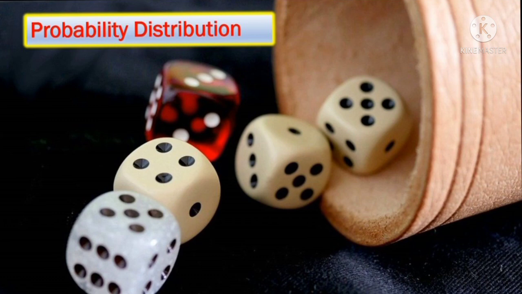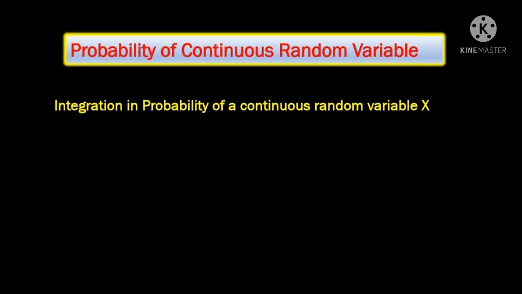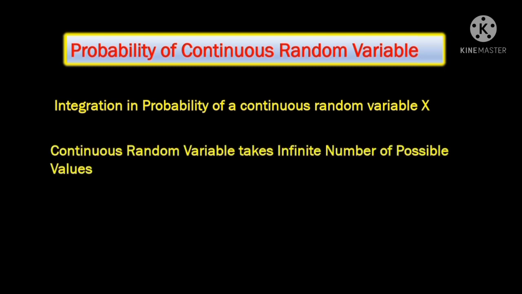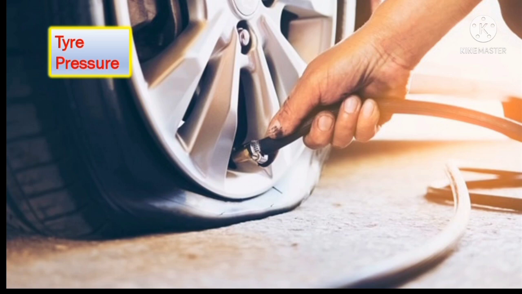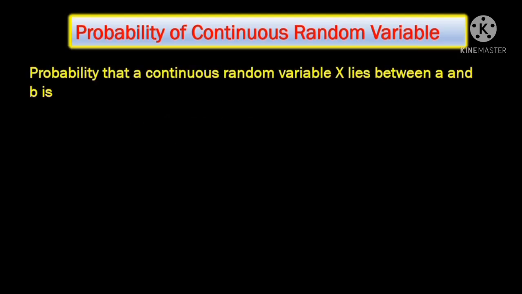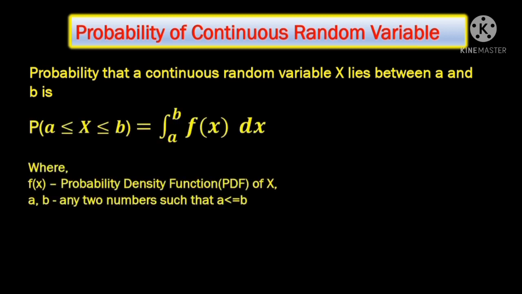An important application of integration lies in finding the probability. Let's see how. Friends, integration is very helpful to find the probability of continuous random variable. Now, they are those variables that can take infinite number of possible values, for example, temperature, weight, tire pressure, and many more. So the probability of a continuous random variable x is given by integration a to b of f of x dx.